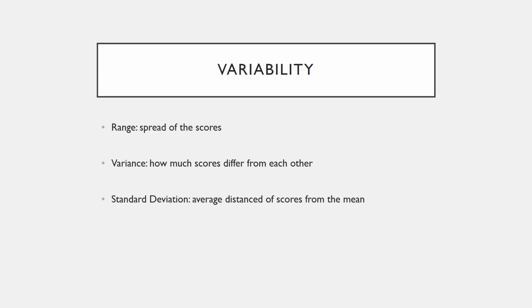So we have the range, which is the spread of all of the scores and the differences between them. The variance, which is how much each score differs from each other. And then the standard deviation, which is the average distance of those scores from the mean. So there is a relationship between calculating variance and standard deviation, and both of these concepts tell us different things about the distribution of the data.